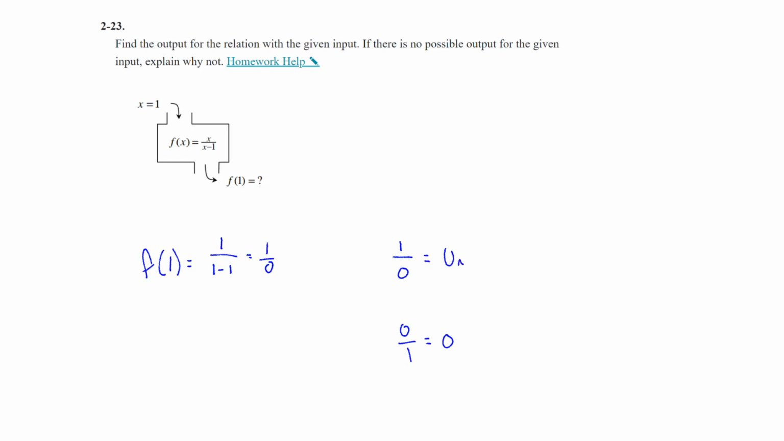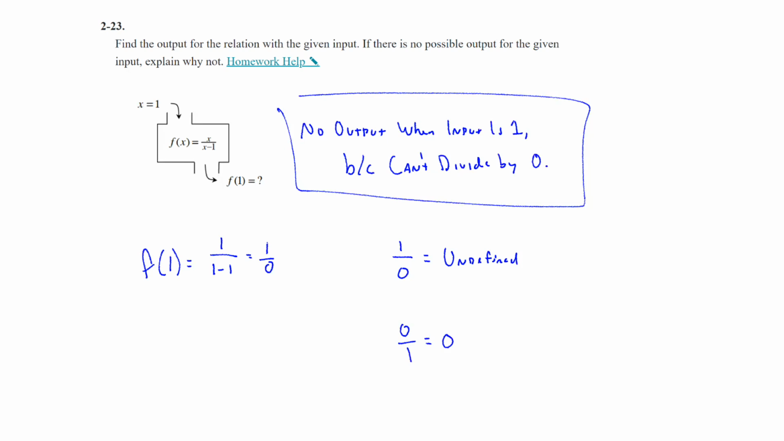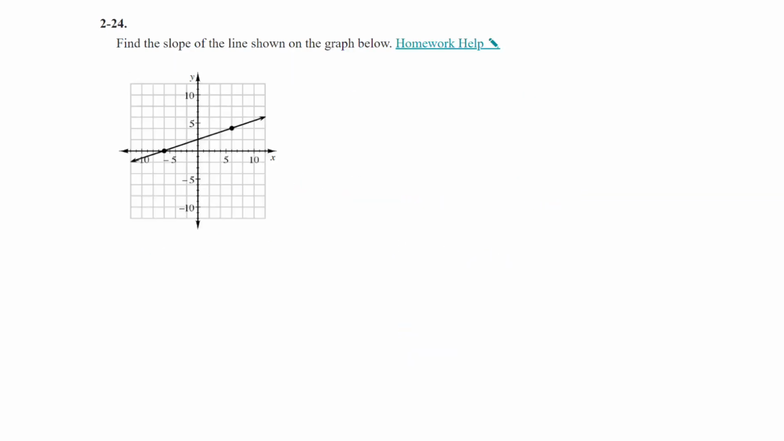Whereas this one is undefined. You can't take something and give it to nobody. Then it's just kind of stuck in your possession, but you're trying to divide it. So on this one, we cannot take 1 divided by 0, so therefore there is no value or there is no output on this one because you cannot divide by 0. And so once again, make sure you're always answering the question and explain it.